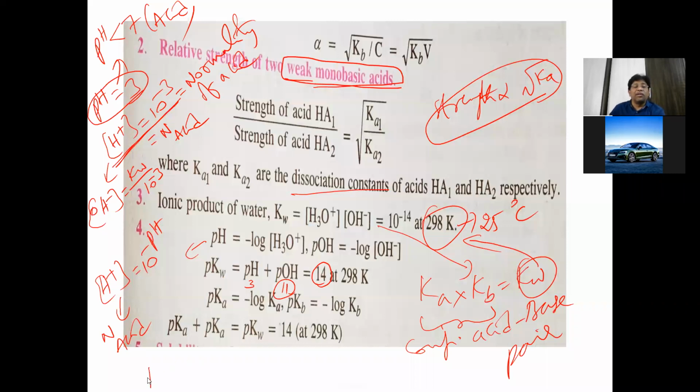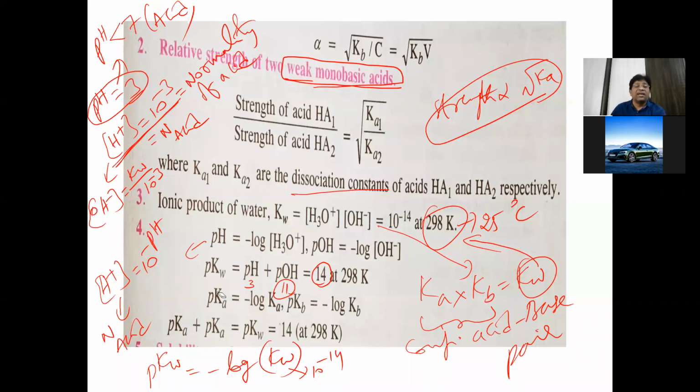And what is pKw here? pKw is minus log of Kw. Kw value, how much? 10 power minus 14. So minus log of 10 power minus 14, how much? 14. So 14 is equal to pH value plus pOH value.